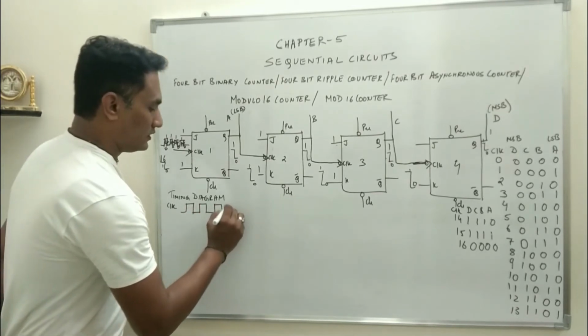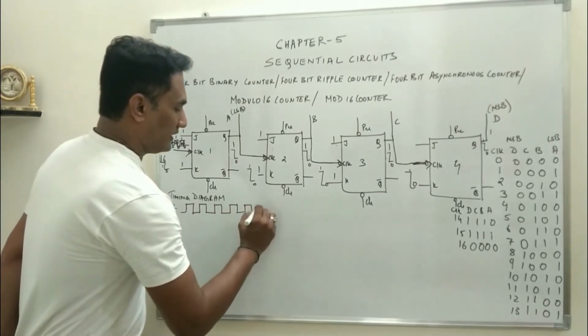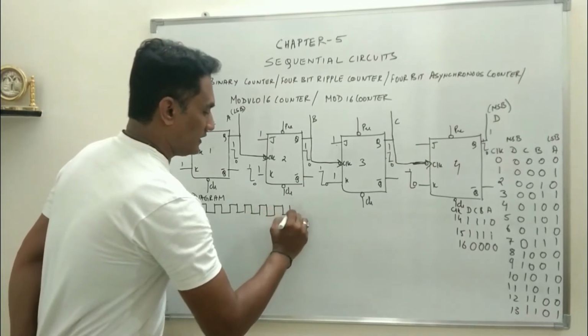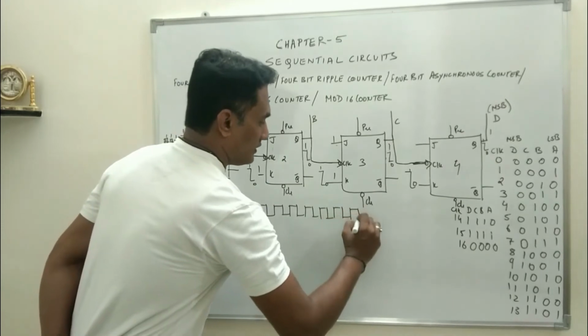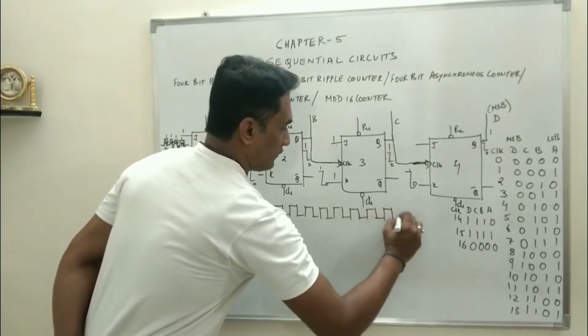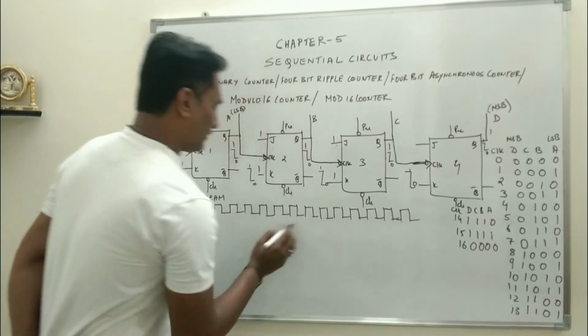1, 2, 3, 4, 5, 6, 7, 8, 9, 10, 11, 12, 13, 14, 15 clock pulses.